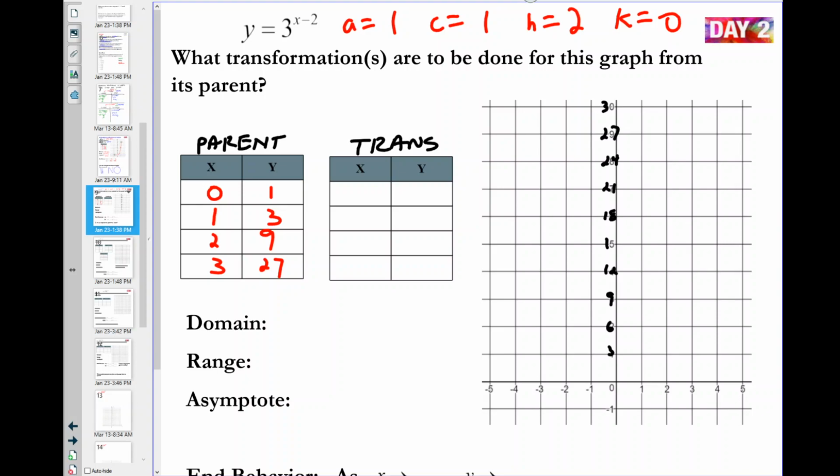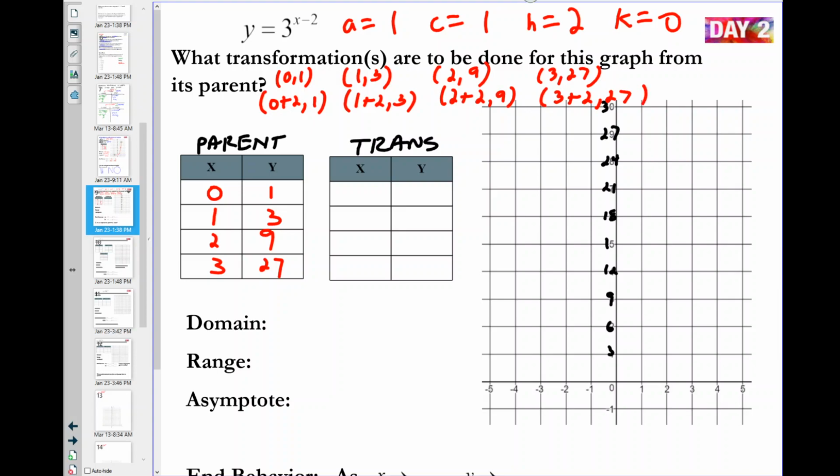If you remember, we used coordinate notation before. So we're starting with (0, 1), (1, 3), (2, 9), (3, 27). And I need to go to all the x's and add what? I'm adding 2 because h is 2. 0 plus 2, comma 1. 1 plus 2, comma 3. 2 plus 2, comma 9. 3 plus 2, comma 27. I didn't have to touch the y's because a was 1 and k is 0.